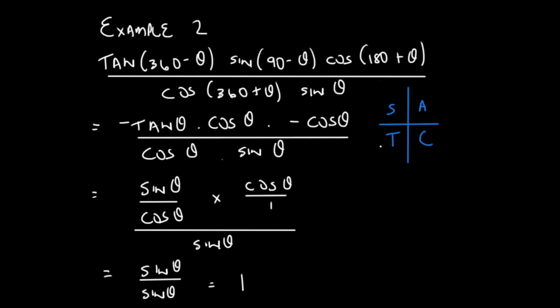Now we have sine of 90 minus theta. The sine of 90 minus theta is a cofunction, and the cofunction of sine of 90 minus theta is cos theta. Cos of 180 plus theta is in the third quadrant, and in the third quadrant cos is negative. That gives me negative cos theta. Cos of 360 plus theta is in which quadrant? It's in the first quadrant. And in the first quadrant, cos is positive, and then sine theta remains unchanged.